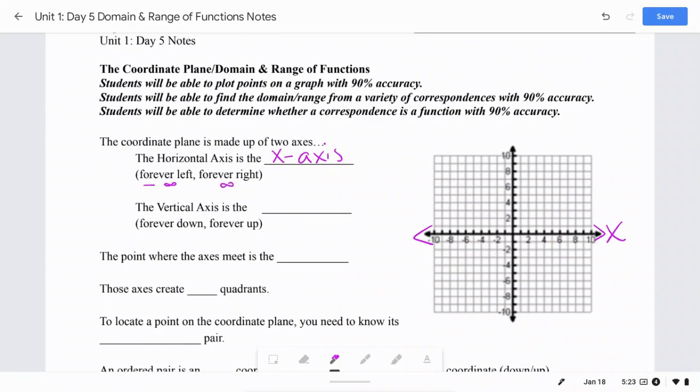The vertical axis is considered the y-axis. So I'm going to label that on the diagram. And notice that the y-axis goes forever downwards and forever upwards. So if it's going forever down, it's going forever towards negative infinity. And if it's going forever up, it's going forever towards positive infinity.